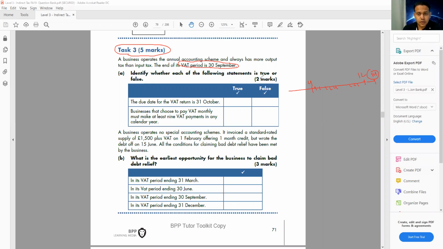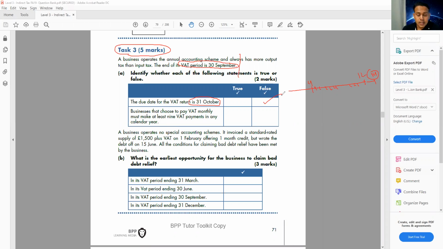Identify whether each of the following statements is true or false. The due date for the VAT return is 31st of October. Is it true or false for the annual accounting scheme? When the year end is 30th of September, from there we have 2 months. So it's not 1 month. So this is absolutely false.